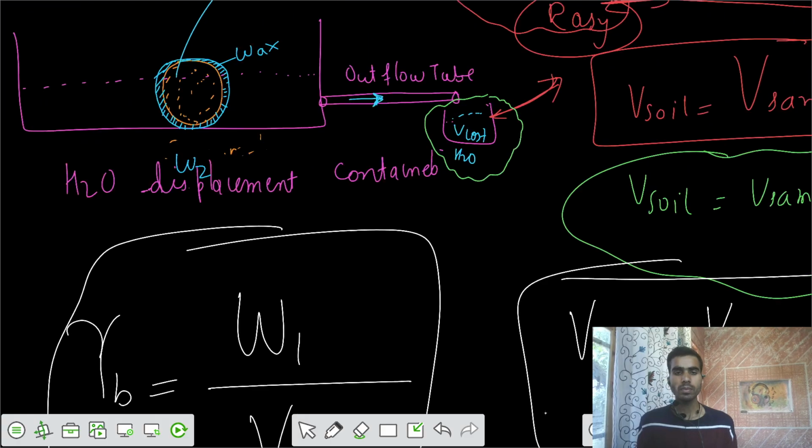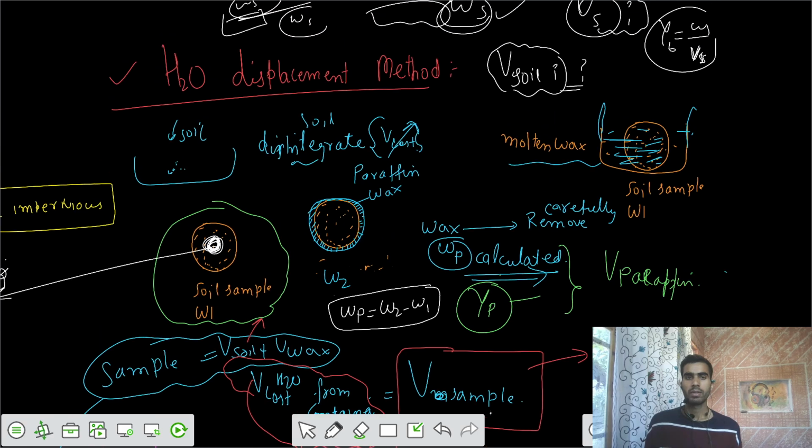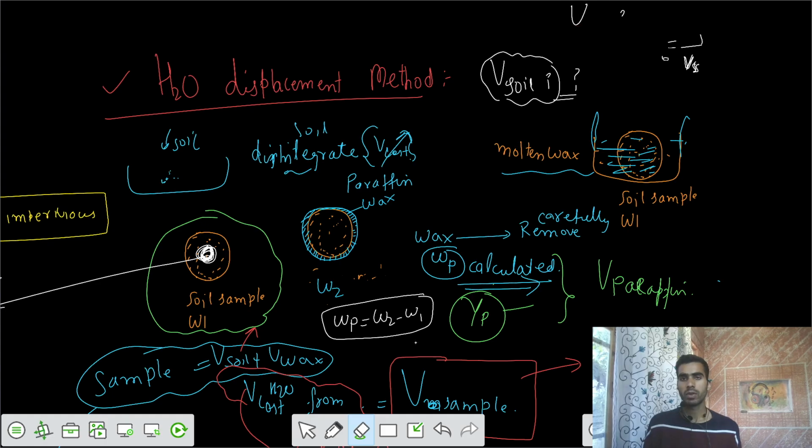Okay, let's revise it one more time. We have this water displacement method. When we place the soil in water, it is going to disintegrate, but we need to calculate the volume of soil such that it does not disintegrate. So for that we are going to use paraffin wax to make the soil impervious.